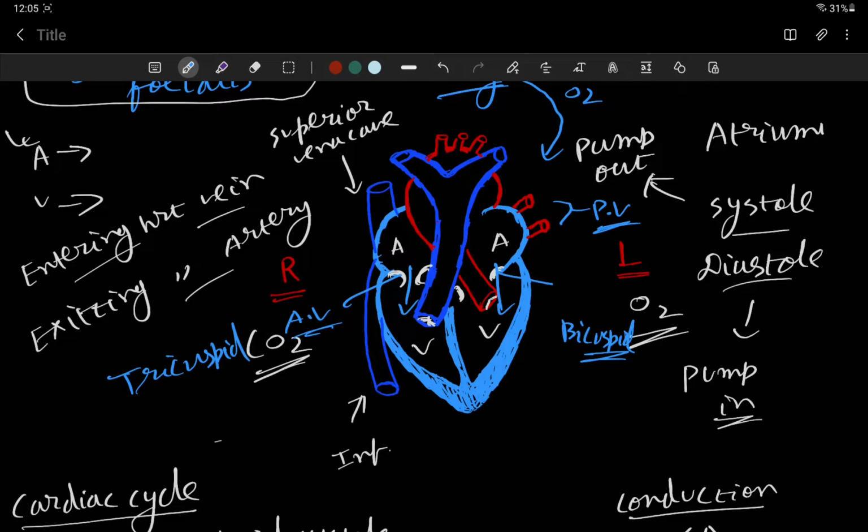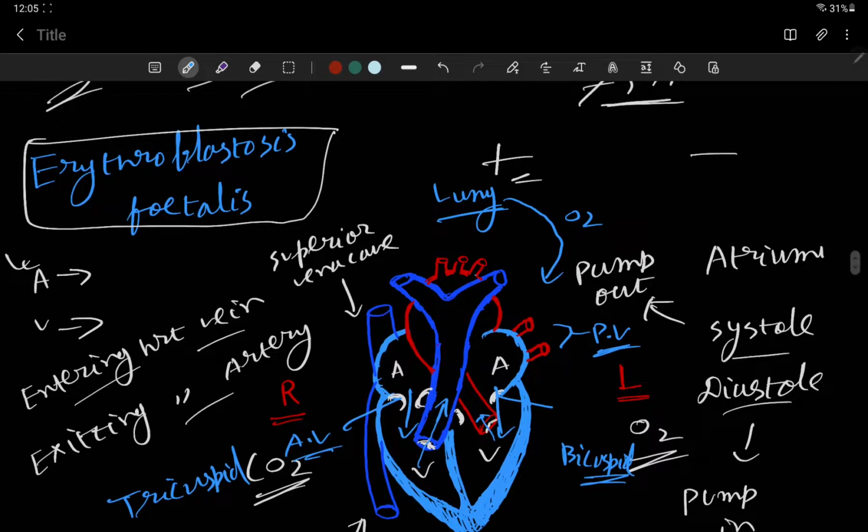The blood from the right ventricle will go to the lung for purification. It will enter into the pulmonary artery for purification and it will go to the lung. And the blood from the left ventricle, that is oxygenated blood, will enter into the aorta. This is called the aorta. It will enter the aorta and this aorta will distribute the blood throughout the body.